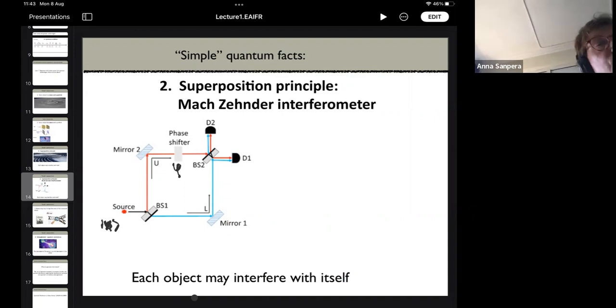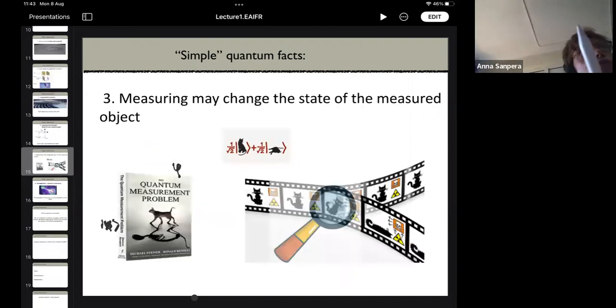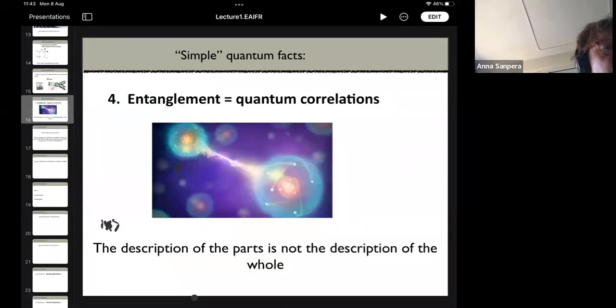There is another fact that we all know from quantum mechanics. For me, these are the four truths of quantum mechanics: measuring may change the state of the measured object, and this is something that we will also use. And finally, there is another thing which is new, which is entanglement. These are quantum correlations that don't have an analog in classical correlations.